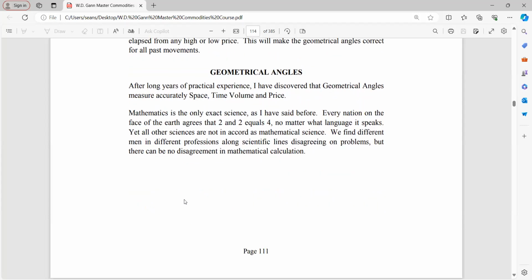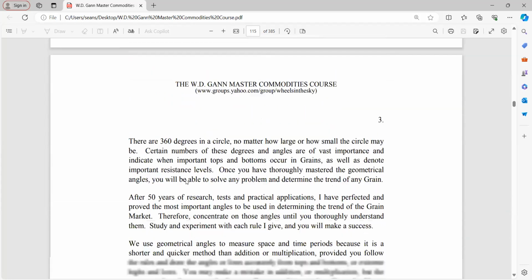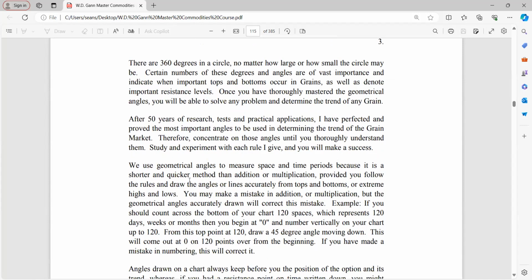So the question is, how do we view time? Well, he talked about it already. We look at it as 360 degrees. And he says here that there are 360 degrees in a circle, no matter how large or how small the circle may be.